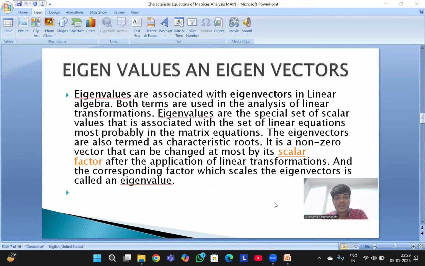It is a non-zero vector that can be changed at most by its scalar factor after the application of linear transformations. And the corresponding factor which scales the eigenvectors is called an eigenvalue.